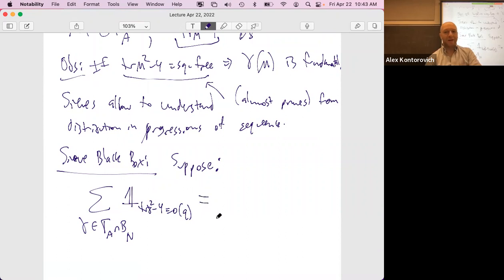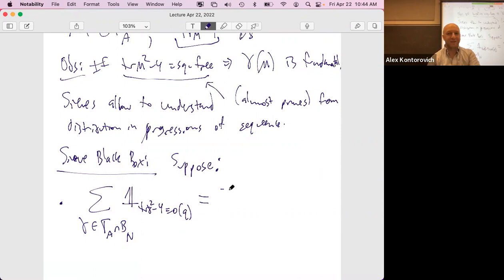Suppose I have an expression like this. Suppose I can prove this fact, that as I sum over gamma in a ball, and I collect only those for which the trace squared minus four is divisible by Q. Well, how often should that happen? Roughly speaking, what fraction of the time should trace squared minus four be zero mod Q? Let's say Q is prime, just to make things simple. Well, if Q is prime, the only way trace squared is four is if the trace is two or negative two. So you have two possible traces mod Q.